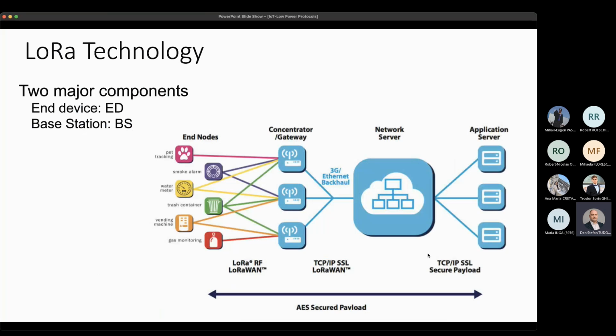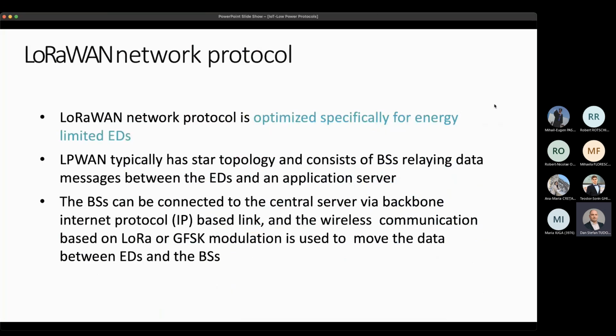So there are two major components in a LoRa network. You have an end device, or ED, and you have a base station. These end devices can be anything. They can be attached to metering solutions. They can be attached to pets. They can be attached to different alarms and sensors within a home and so on. And you have the base station, which aggregates the communication. Of course, you can have the base station act as a gateway to a more standard network like 3G, 4G, and so on, or the wired Ethernet network. You can connect directly to the internet.